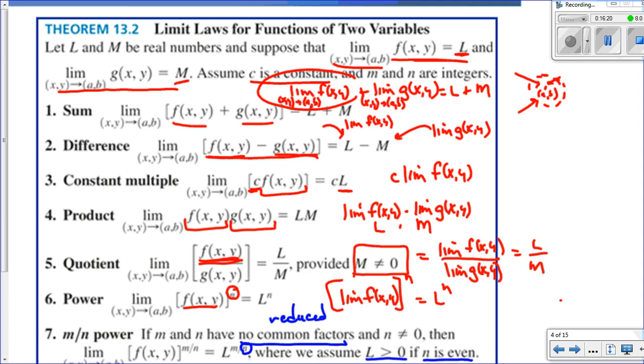The reason you have to consider that is that this denominator is a root. So you're taking the nth root of that function f of xy, which won't exist if N is even and L's negative. So you just have to guarantee that the L will be positive if the N is an even number in the denominator. So that means you're taking an even root of a positive number. So they're just saying that you can go ahead and just find the limit of this function and then raise it to that power m over n. But that's only true if the N is even, then L has to be positive.